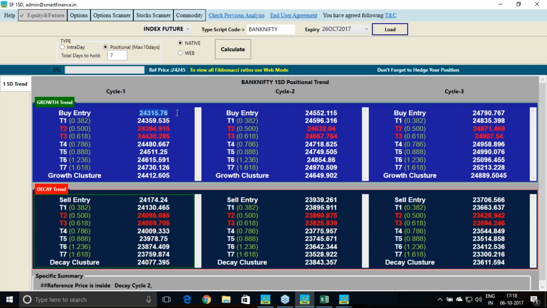If you have bought here and you are putting the stop loss at 24,300, that 15 point you have lost is a permanent loss for you. But if you have hedged here, out of that 15 point, at least 5 point you can recover. So your net loss will be reduced.